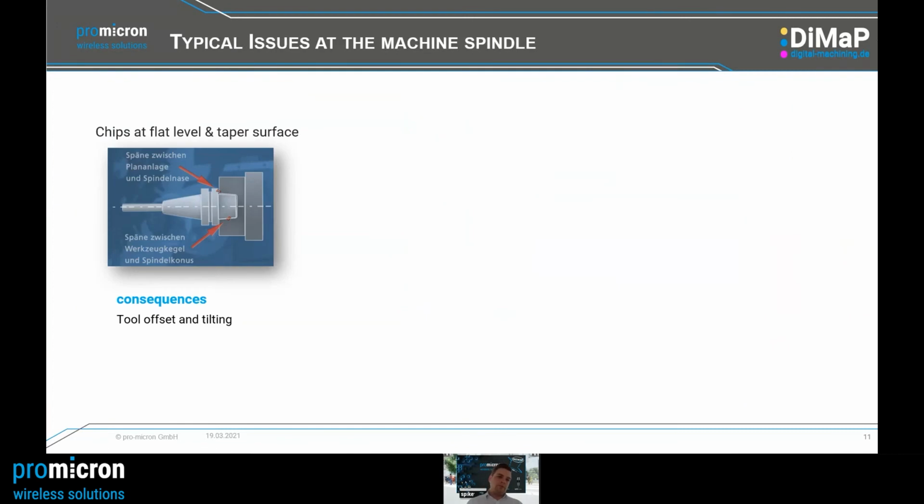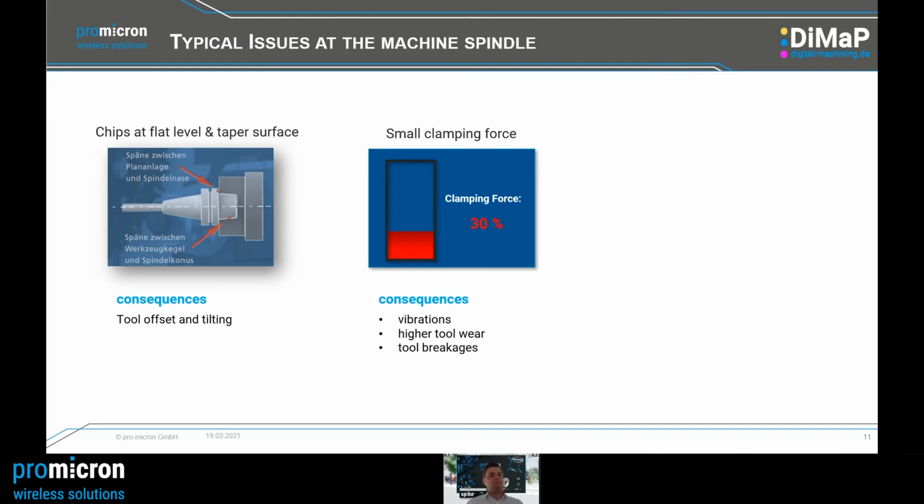The first one, as I mentioned, is the chip detection. The problem is that during an automatic tool change, there might be a chip clamped between the flat level and the taper surface between spindle and tool holder, the tool taper. And the consequence is tool offset and tilting. So directly from the beginning, we have a chip in the system, a runout mistake, which leads to bad quality. This is a problem which needs to be monitored.